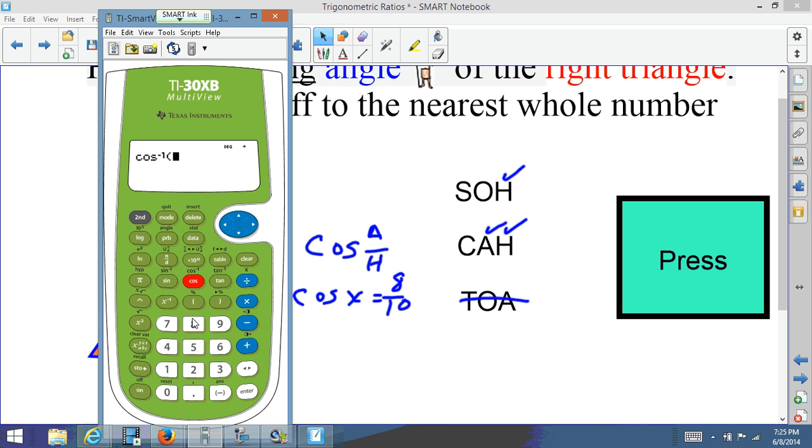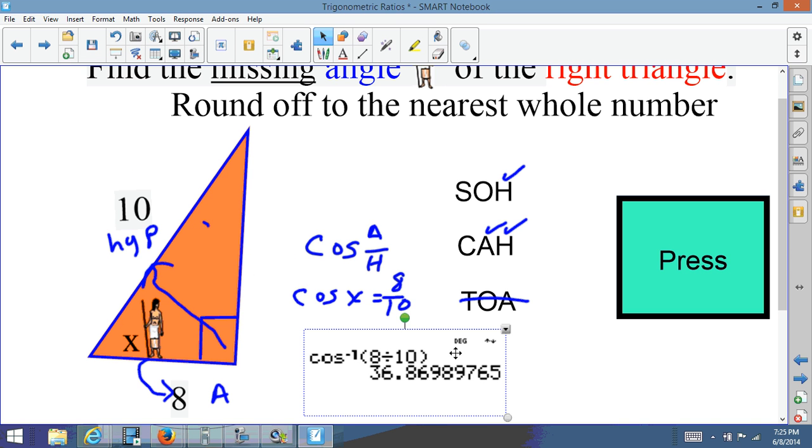So now we type in our 8/10. We can type 8, the fraction button, 10, or 8 divided by 10, because that divide symbol is also a way of saying fraction bar. And we press enter and we get 36.86989765. So that would be our answer, but it said round off to the nearest whole number.